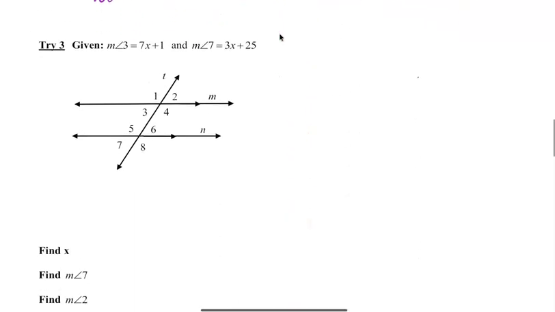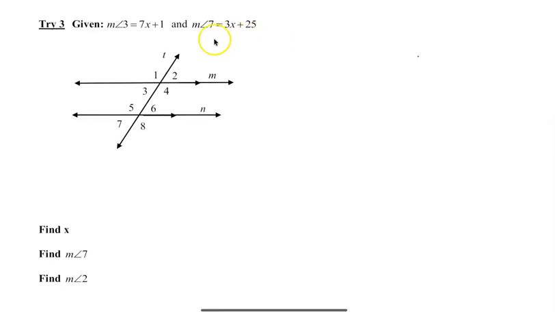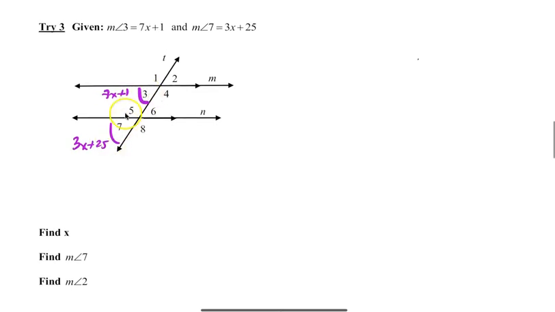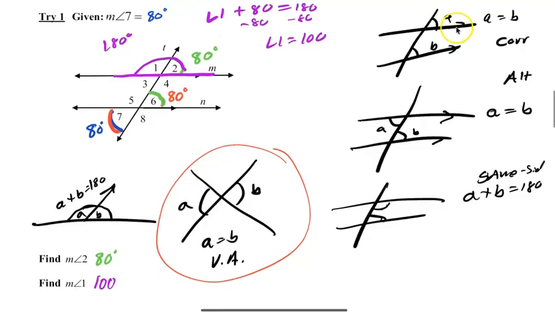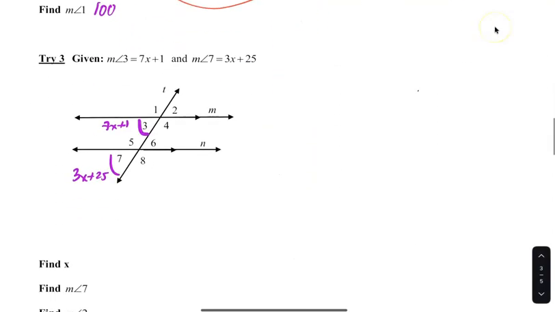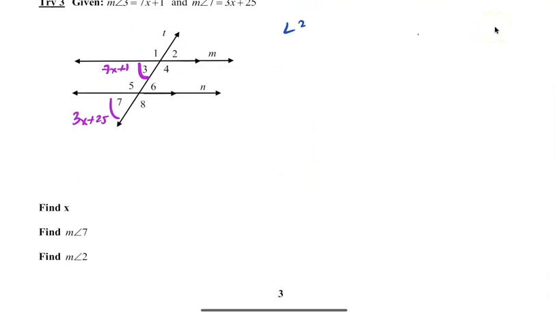Okay, let's do the next one here. The measure of angle 3 and the measure of angle 7. The measure of angle 3 is 7x plus 1, and the measure of angle 7 is 3x plus 25. So this one's a little different. How are we going to solve this one? Well, what do I know about these two? They're corresponding, right? And if they're corresponding, we know they're equal to each other. So angle 3 equals angle 7. Angle 3 is 7x plus 1, and angle 7 is 3x plus 25.